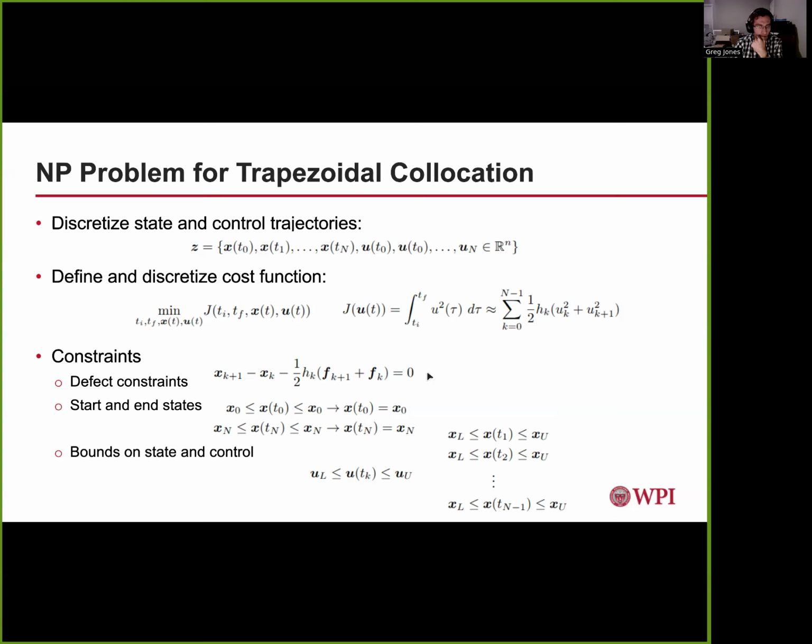And then in terms of the constraints, you have this defect constraint to satisfy the dynamics. Start and end states are equality constraints. Then finally, there are bounds on the state and control throughout the motion. So here are the upper and lower bounds on each of the state and control values at each collocation point.